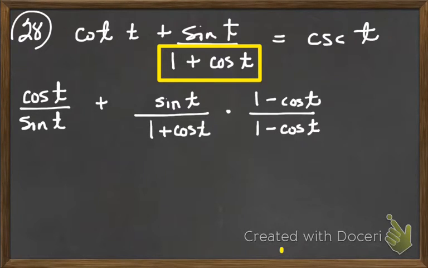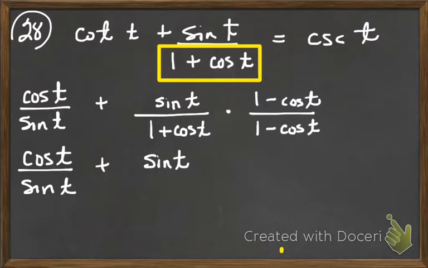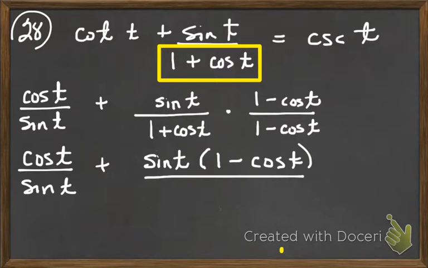And let me show you what happens here. We still have our cosine over our sine. In the top, we have sine of t times parentheses, and we're going to use parentheses because we have a binomial here, 1 minus cosine. And then on the bottom, since I have conjugates, I can do the first terms being multiplied together. 1 times 1 is 1. Cosine times negative cosine is negative cosine squared.